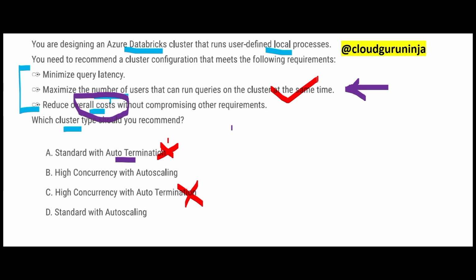If there are more number of users coming in, it will auto scale, and the users will never get that, "Boss, your query is in the queue, you please wait." Okay, fantastic. We know that auto scaling will work. Now we have two options, B and D, both have auto scaling.